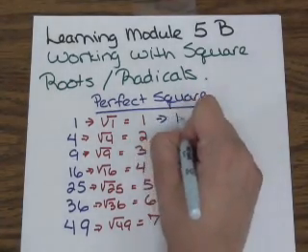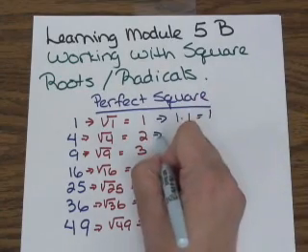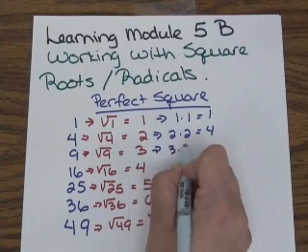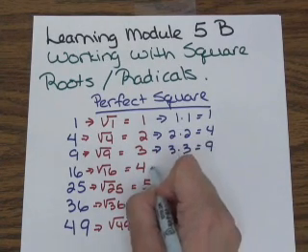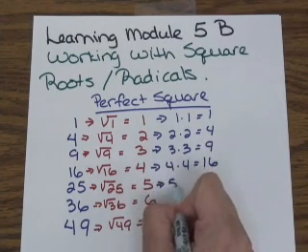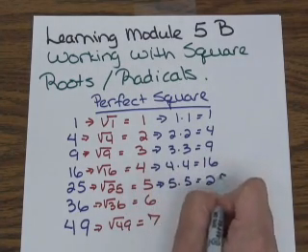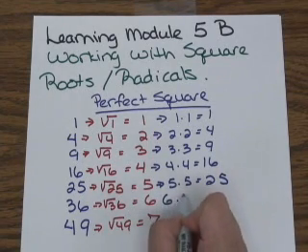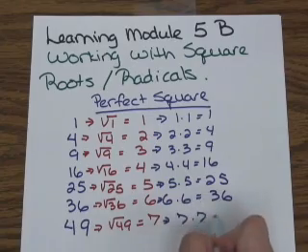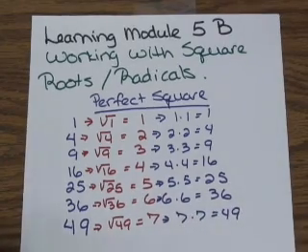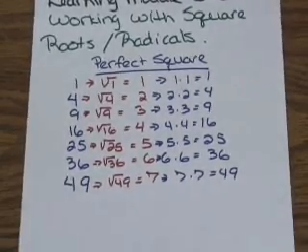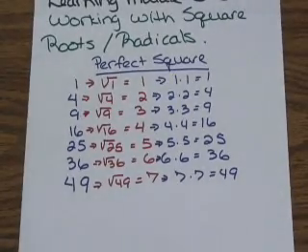1 times 1 equals 1. 2 times 2 equals 4. 3 times 3 equals 9. 4 times 4 equals 16. 5 times 5 equals 25. 6 times 6 equals 36. And 7 times 7 equals 49. Hopefully this helps you see the relationship between radicals, square roots, and exponents.